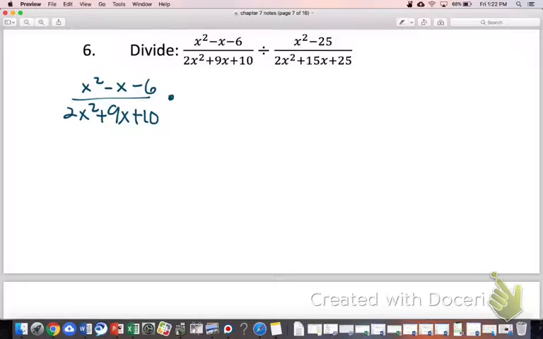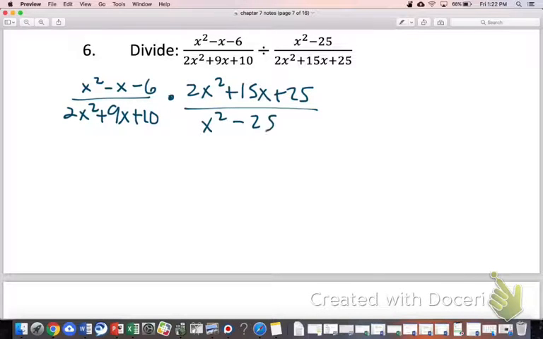So we're going to be multiplying. And then the flop would be 2x squared plus 15x plus 25 over x squared minus 25. Okay, so I'm going to let you try to finish that using your increasingly improving factoring skills. See how it turns out for you.